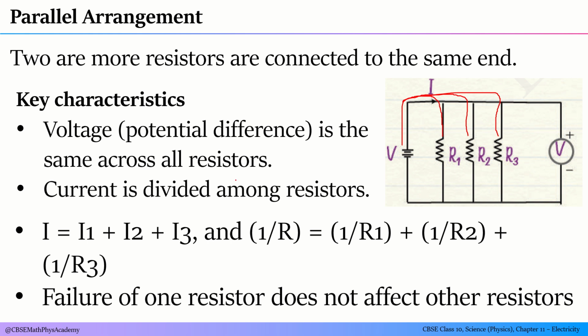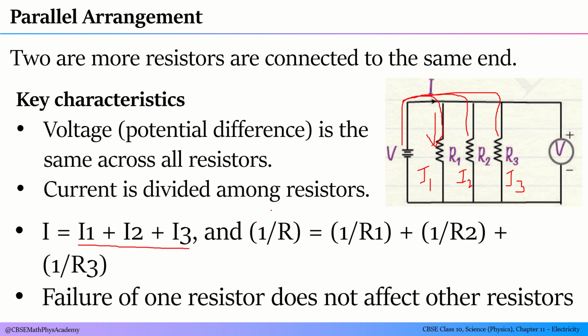Contrary to what we saw in series, here voltage is the same, whereas current is divided among resistors. Means a part of the current flows through R1, that I can call I1, then another part of the current flows through I2, and another part flows through I3. So the total current that flows is the sum of I1 plus I2 plus I3.